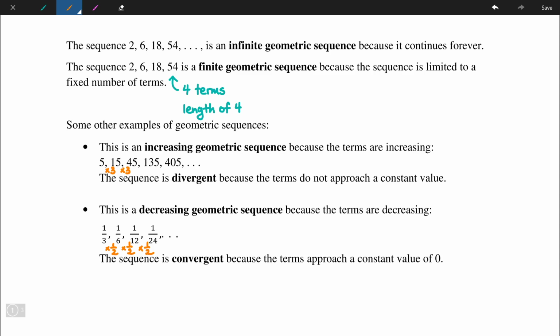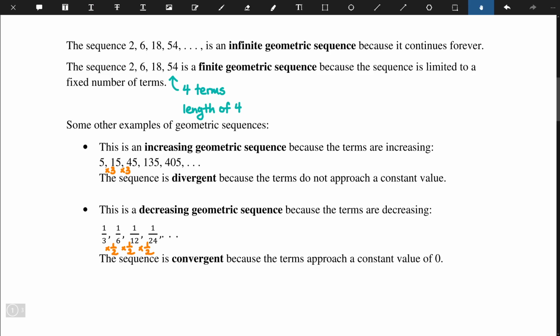So it is possible to have decreasing geometric sequences that are divergent, and it's possible to have increasing geometric sequences that are convergent as well. So just because it's increasing doesn't mean it's divergent, and just because it's decreasing doesn't mean it's convergent. So it's important to note that as well.